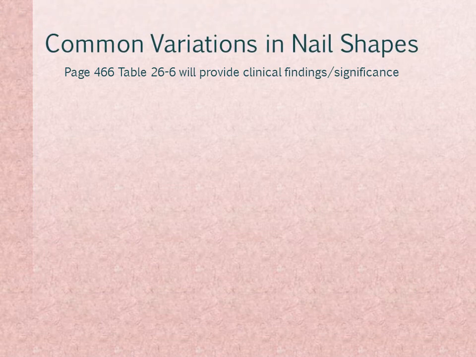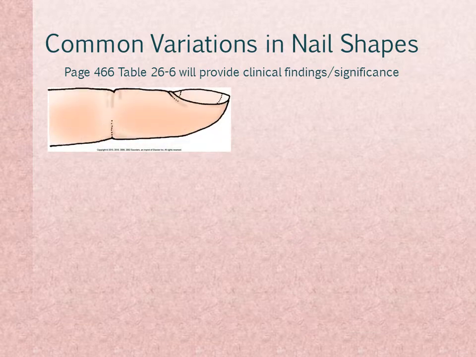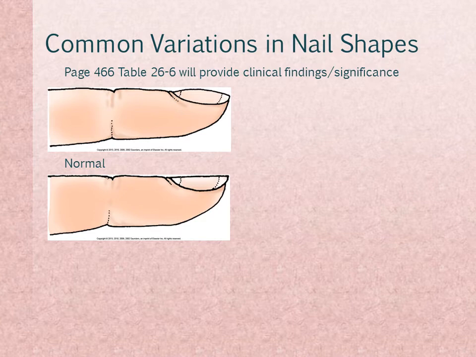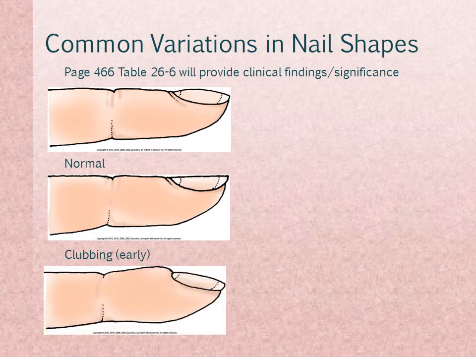There are common variations in nail shape. Let's see if you can guess these. What is the variation for this nail shape? This would be considered a normal nail shape. Okay, next. What is the variation for this nail shape? This nail shape would be considered early clubbing. Okay, what is the variation of this nail shape? This variation would be considered late clubbing.